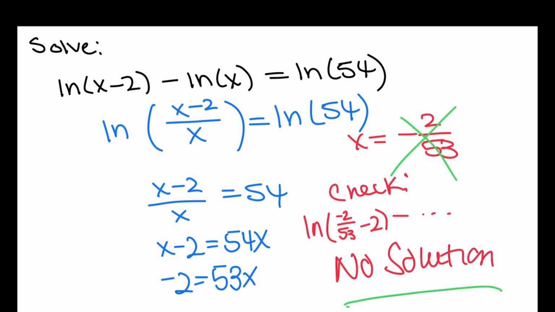I have to check that solution. If I plug that in, I get a negative number. Negative 2 over 53 minus 2, that's definitely a negative number. Can't take the log of a negative, so this solution doesn't work. There are no other solutions. That means this equation has no solution.